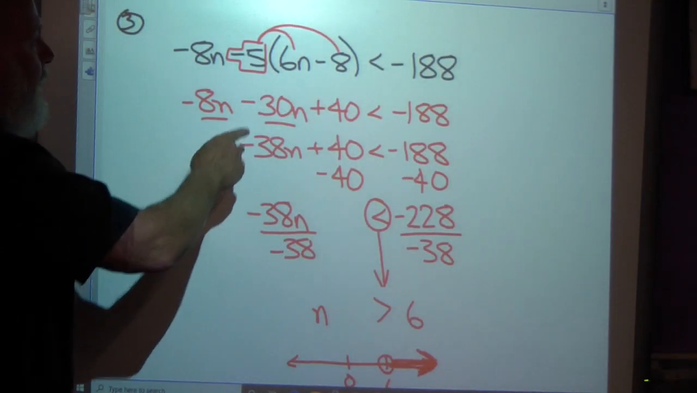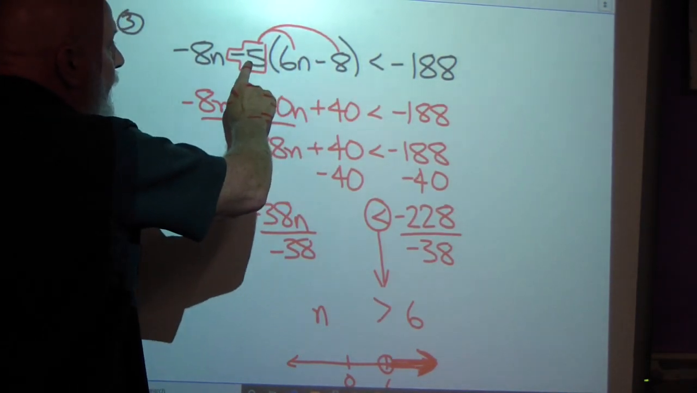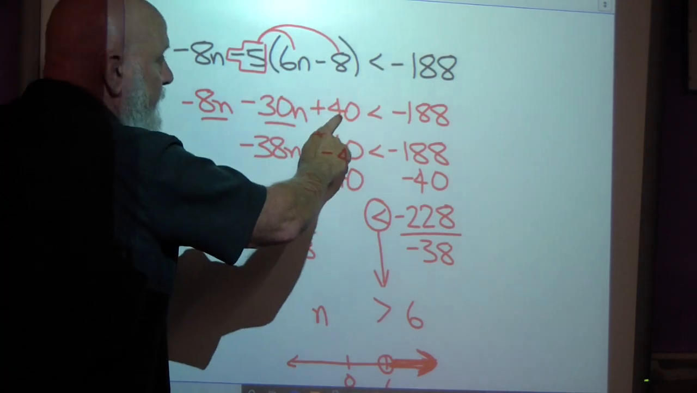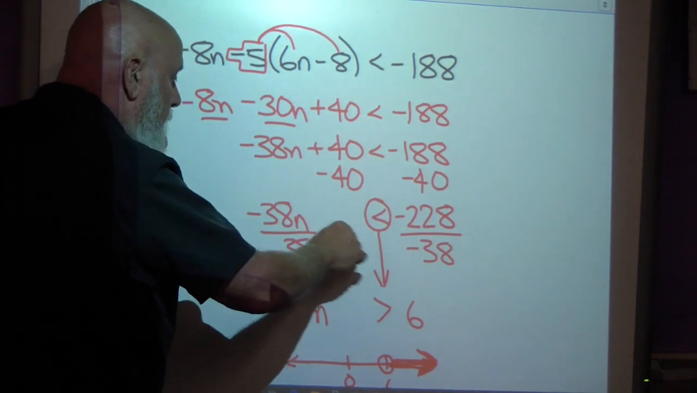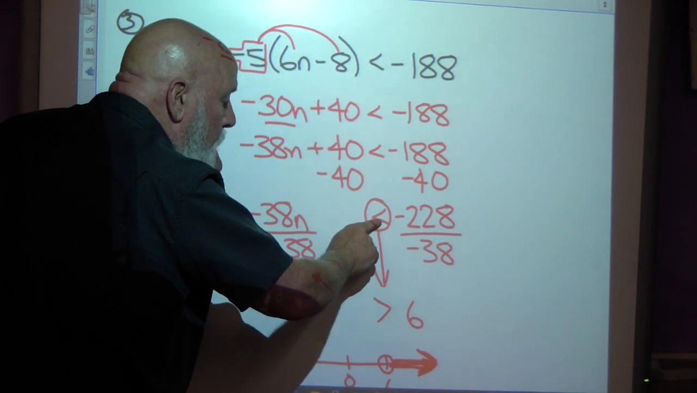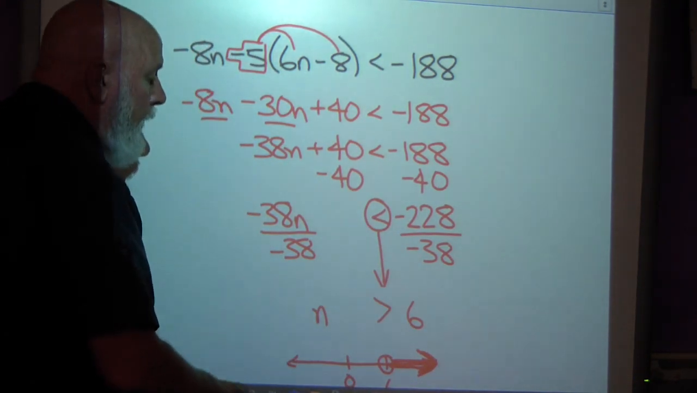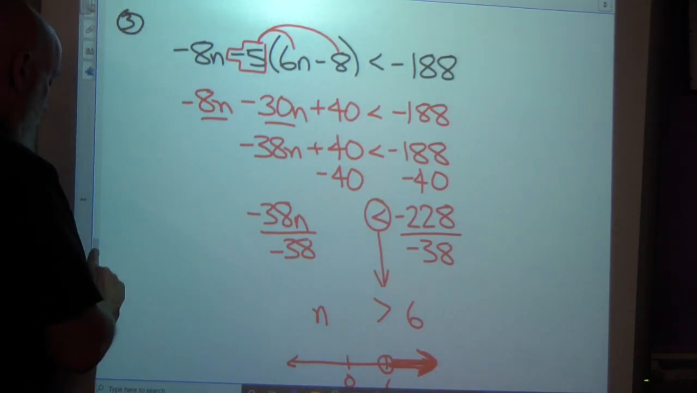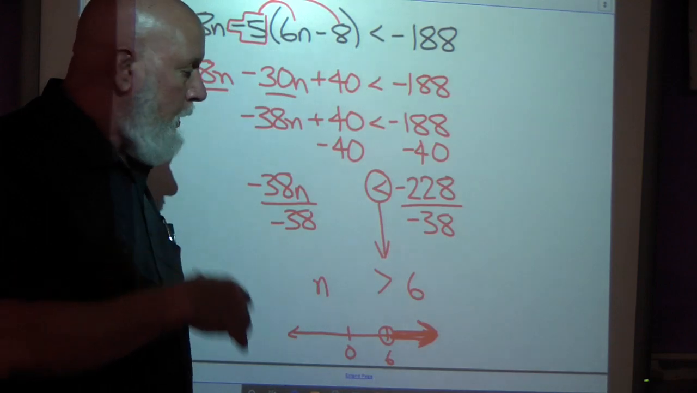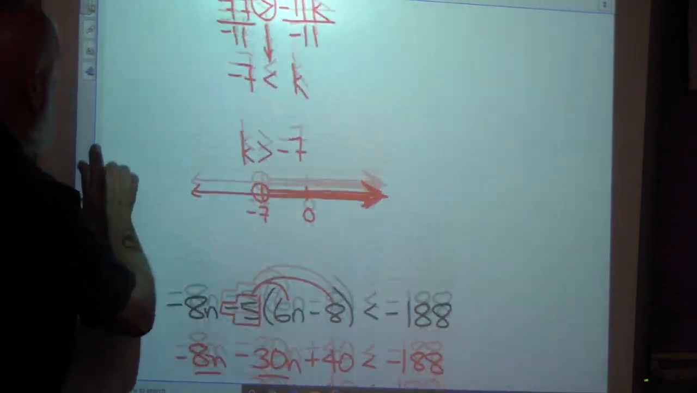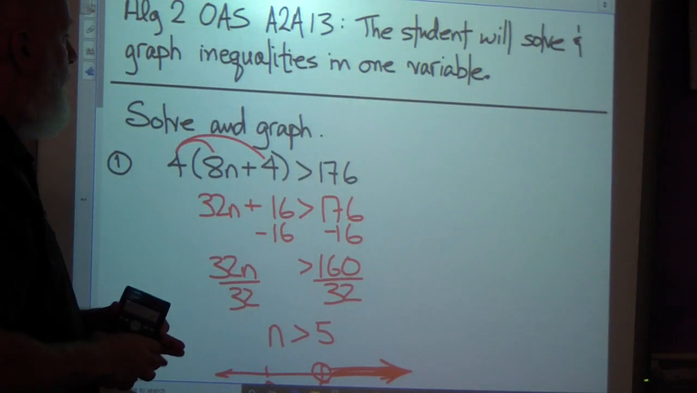And we did much the same thing here. Opened the parentheses. Negative times positive is negative. Negative times negative is positive. Combined like terms. Subtracted 40. Divided by negative 38, which once again changed the direction of our inequality. And then we graphed it. So that is a quick introduction to solving inequalities in one variable and graphing them.